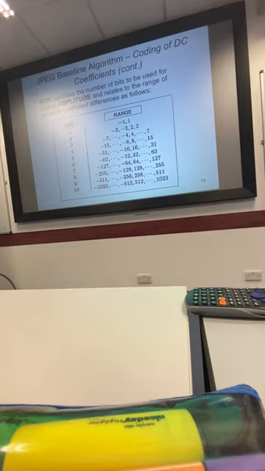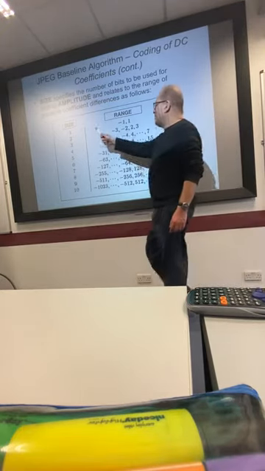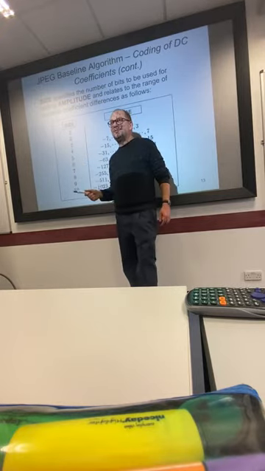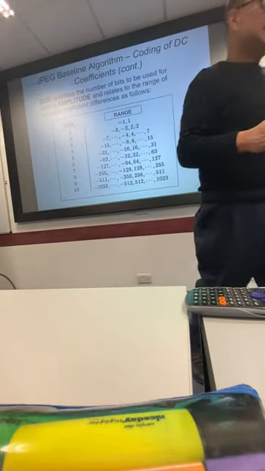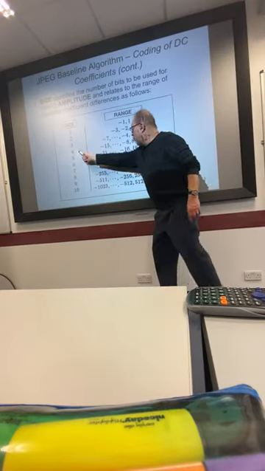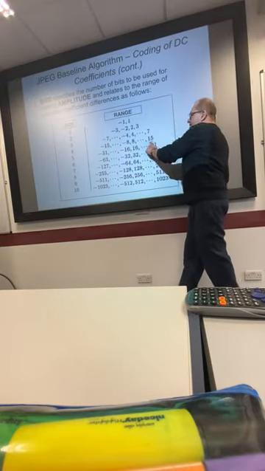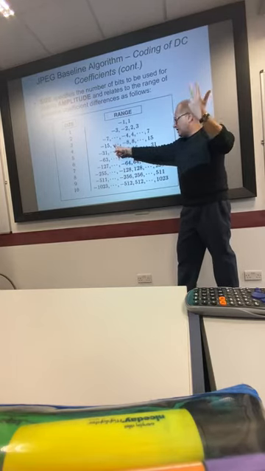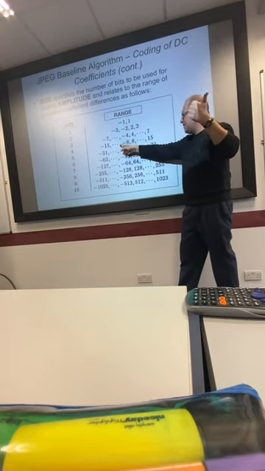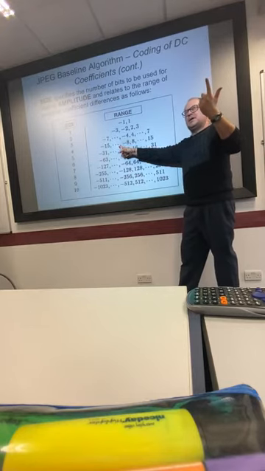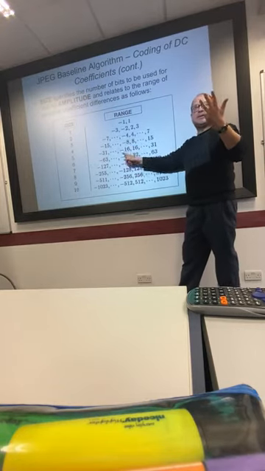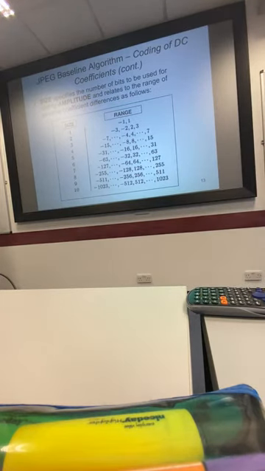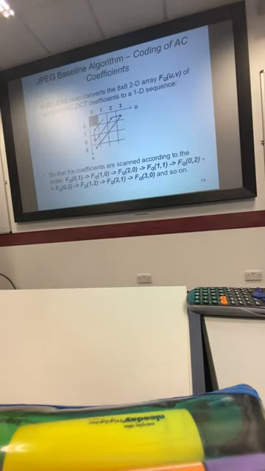Very good. Actually, 1 bit to code size 1, 2 bits to code size 2, 3 bits to code size 3, 4 bits to code size 4. But the reason is because in size 4, we have 16 values. Minus 15, minus 14, minus 13, minus 12, minus 11, minus 10, minus 9, minus 8, okay? And on the other side, again, the same thing. Very good.